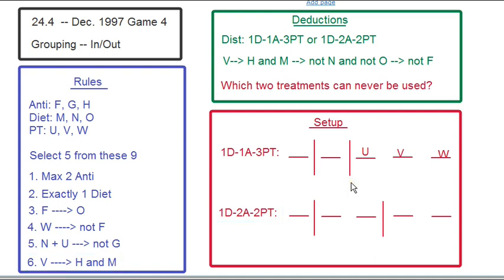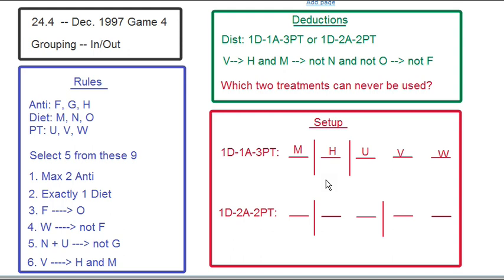Now, that works out, though, because we need exactly one antibiotic, which is what H is, and we need exactly one dietary regimen, which is what M is. So it looked like it might be a problem, but it works out because we had two very specific needs, and the rule, if V then H and M, actually fulfills those two very specific needs, okay?